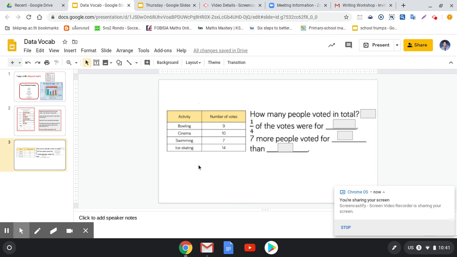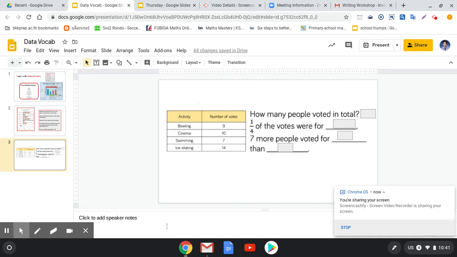We're going to have a look at a frequency table, and we're going to see if we can interpret the information from this. Now, these questions are going to be a bit harder than the last examples because we're going to look at different things like finding a quarter of the votes and so on. So you're going to have to use your fraction knowledge as well to help you here.